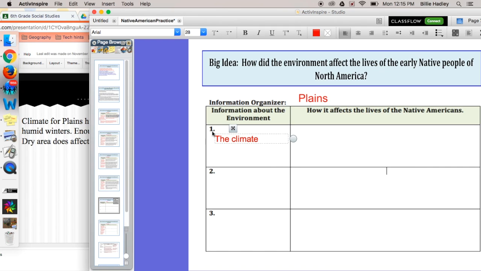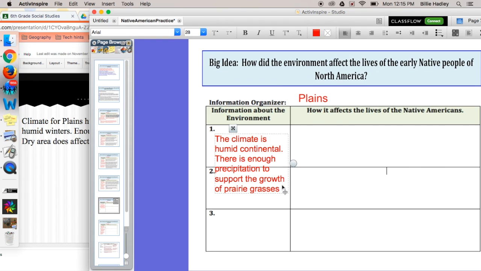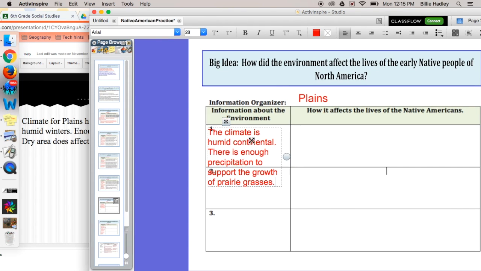The climate is humid continental. There is enough precipitation to support the growth of prairie grasses. Okay, and then I'll leave it there. Gonna make it a little bit smaller to fit in the box.